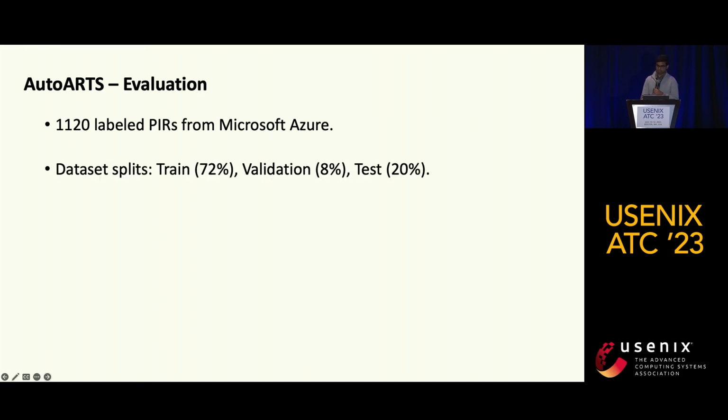To evaluate our tool, we consider about 1,100 postmortems that are manually labeled with all contributing factors based on our manual analysis. And we split this data set into train and validation sets to tune the hyperparameters and train the model. And about 20% of this data set we use for reporting the results.